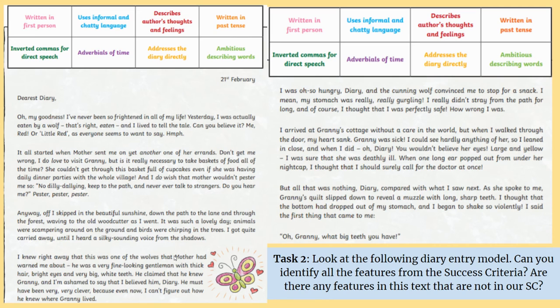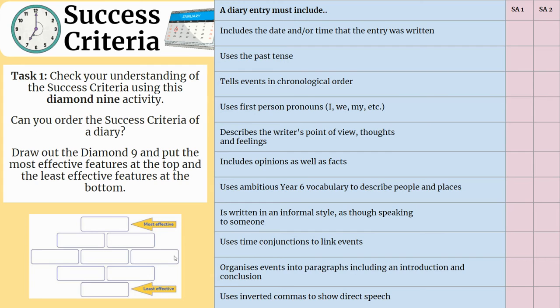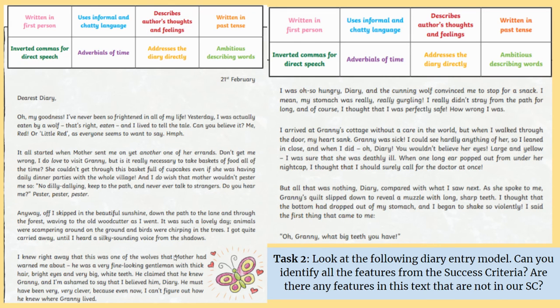Task 2, ladies and gentlemen. Whenever we're identifying the features, and now you've got to know the success criteria a little bit better, we always look at a model example of a text. So as you can see here, it says, look at the following diary entry model. Can you identify all the features, as previously mentioned in our success criteria, now in your Diamond 9? Are there any features in the text that are not in our success criteria?